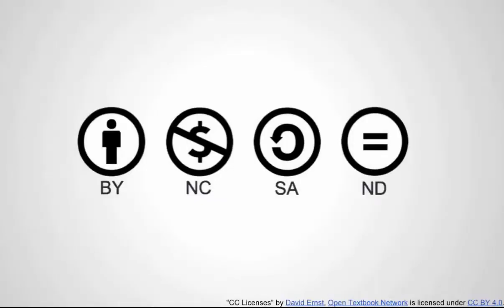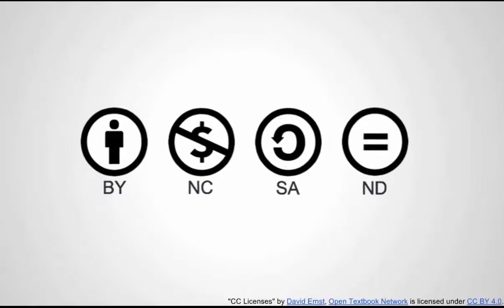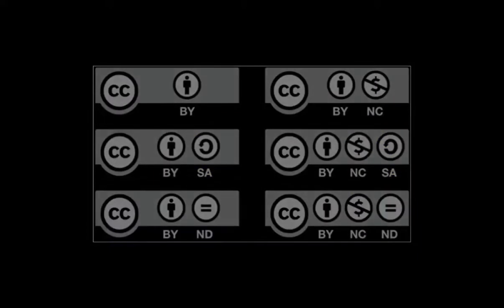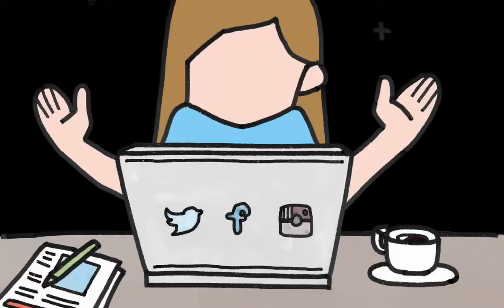There are four basic types of Creative Commons licenses, which can also be combined in certain ways. All of the licenses mandate attribution, but creators can also choose to prohibit commercial uses or derivative works, or require that users share alike. If you run across content that you want to use, but it doesn't have an assigned license, you can still always contact the copyright holder.